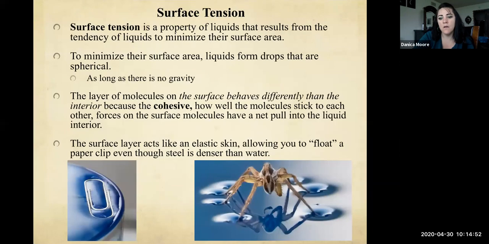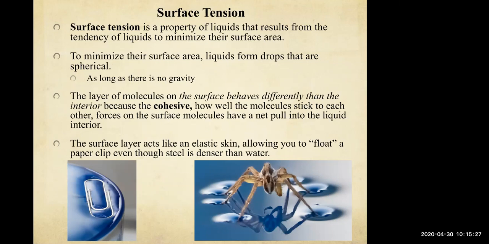So there are some properties that arise because of the strength of intermolecular forces, specifically in things that have hydrogen bonding. One of those properties is called surface tension. This is a property in liquids that results from the tendency of liquids to minimize their surface areas. We live in a place that has gravity, so when we see droplets, they don't appear spherical, but you guys can imagine that in the absence of gravity, they form perfect spheres, right? Does that make sense?